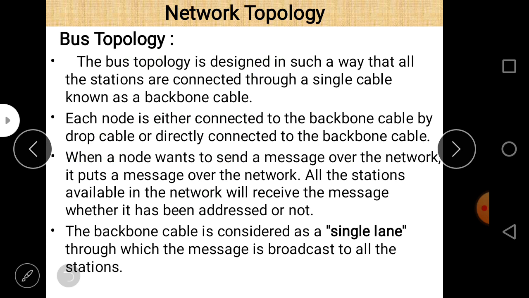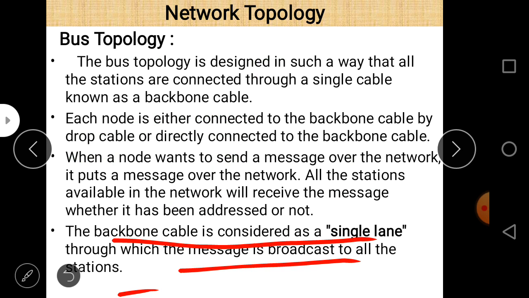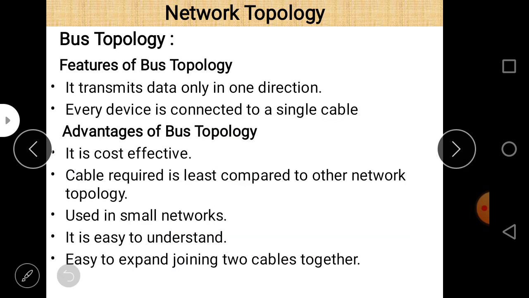Second, when a node wants to send a message over the network, it puts the message on the network, and all the stations available in the network will receive the message, whether it has been addressed to them or not. So we can say that the concept of data broadcast is here, and the backbone cable is considered as a single lane through which the message is broadcast to all of the stations. Those are some key points regarding bus topology.